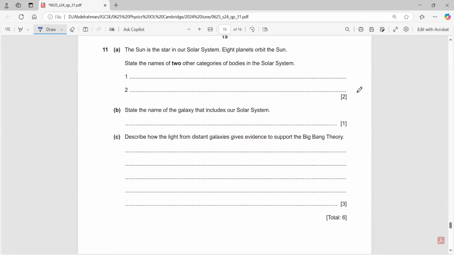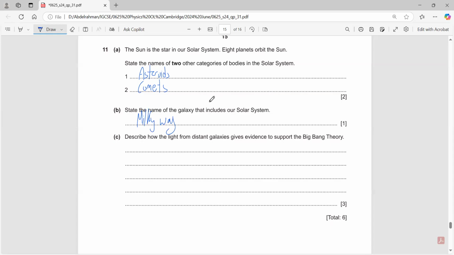Question 11. The sun is a star in our solar system. State the names of 2 other categories of bodies. You have a lot of things you can say: asteroids, comets, dwarf planets, moons. The name of the galaxy: what is the name of the galaxy we are living in? Yes, thank you. It is the Milky Way.